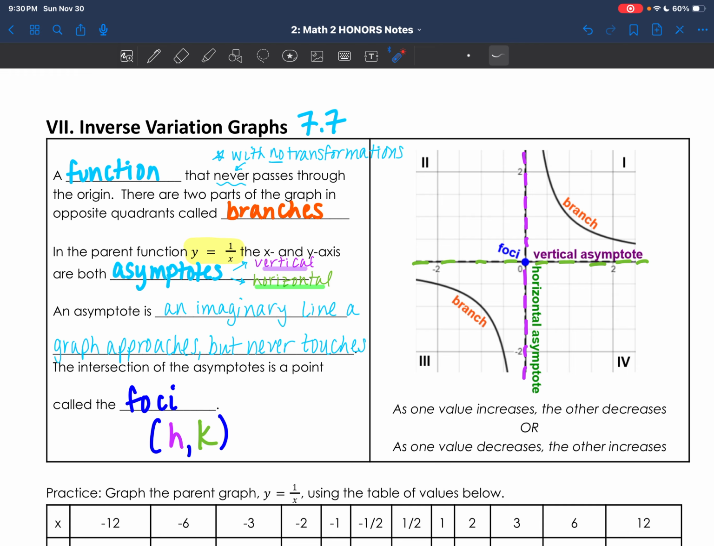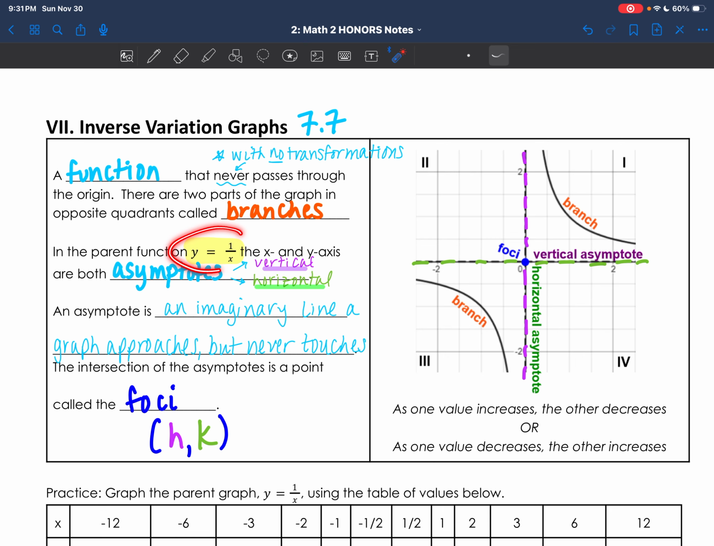So an inverse variation is a function or a graph, either or. It's a function or graph that never passes through the origin, provided there are no transformations, meaning it's not shifted left, right, up, down, or whatever. So it never passes through the origin. There are two parts of the graph in opposite quadrants called branches. So this part is a branch, and this part is a branch.